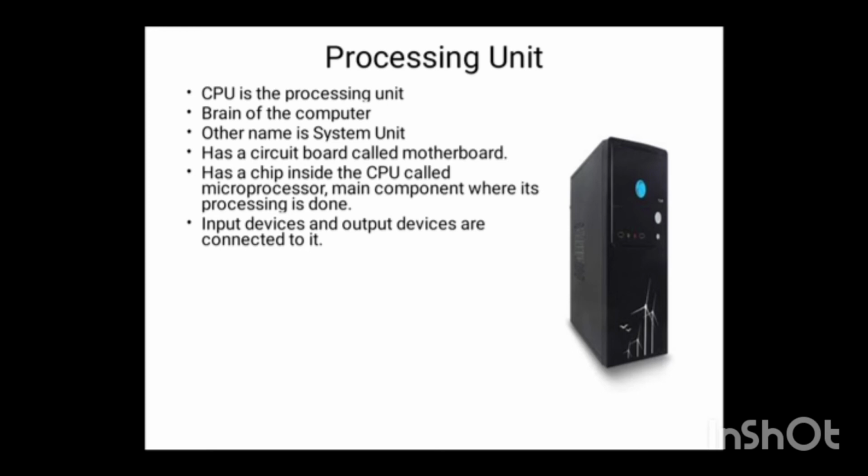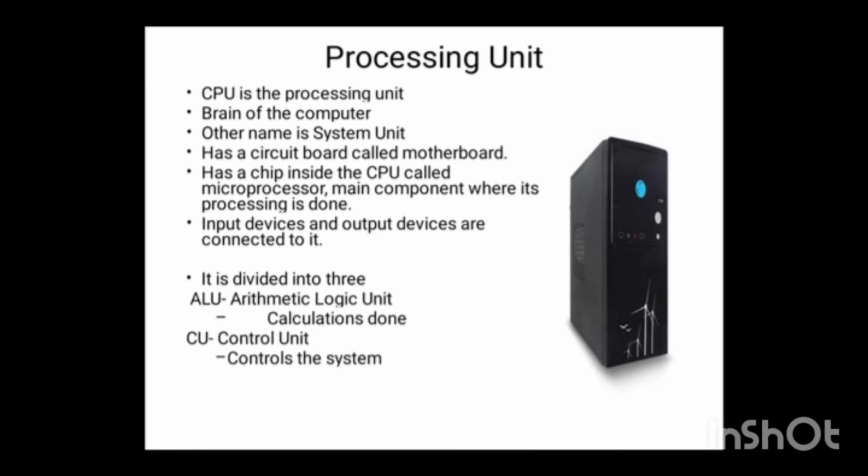Okay. You already learned about the input devices, isn't it? Okay. CPU can be divided into three sections. That is ALU, CU and MU. ALU means arithmetic logic unit, where the calculations are done. CU is the control unit, which controls the whole system. Okay, and MU is the memory unit that stores the data.